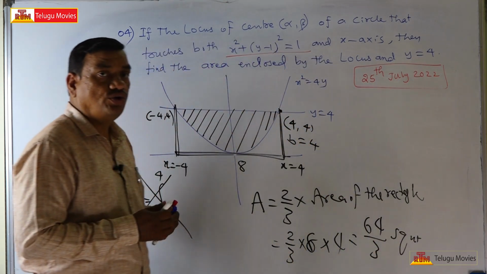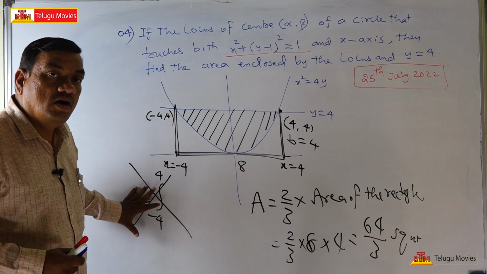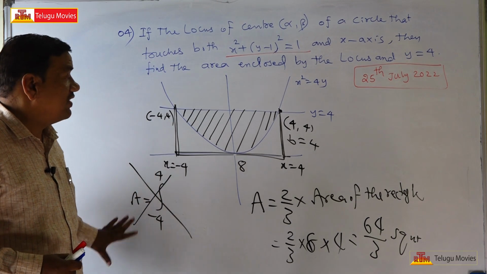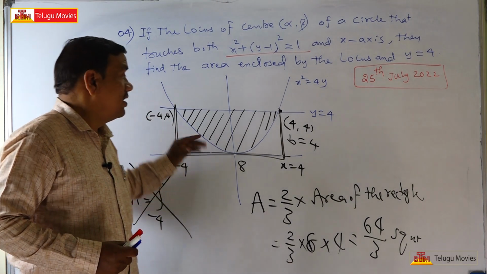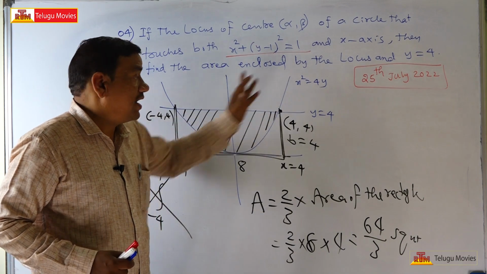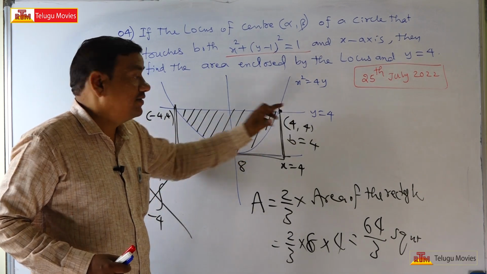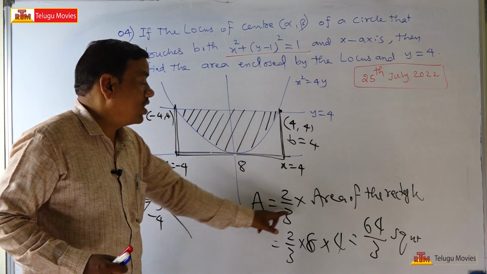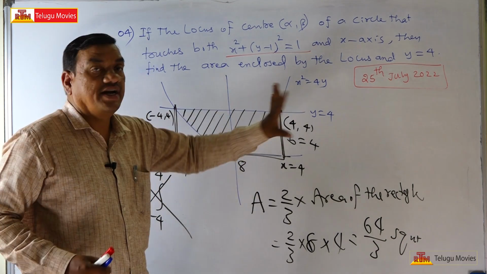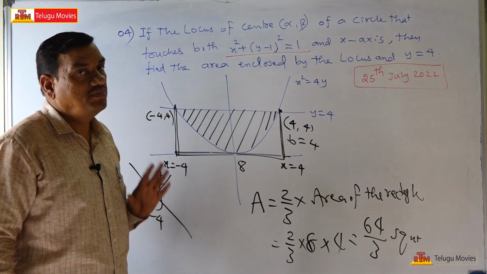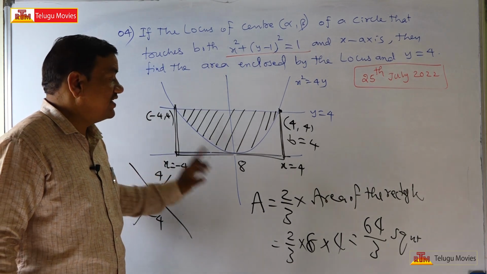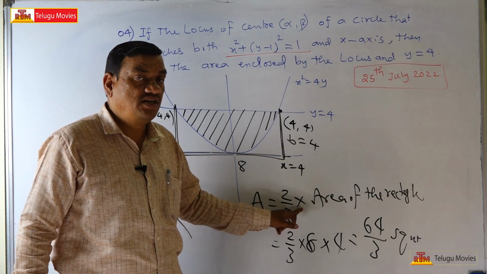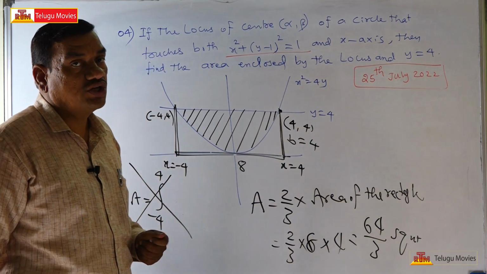You can do it using integration also. Otherwise, always remember, if there is a parabola and a horizontal line, the area of this shaded region is always 2/3 of the area of the rectangle. Very nice result. Always remember this result. I hope that you understand the solution. Let us go for the next problem.